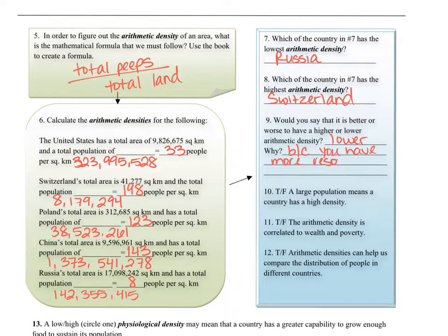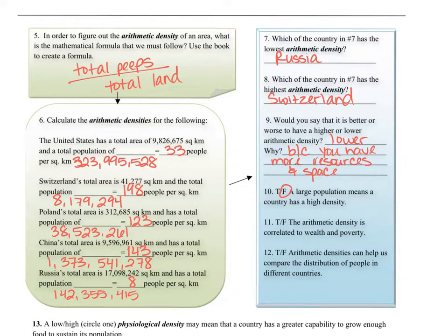So more resources and space. Okay, so then number 10, true or false? A large population means a country has a high density. False. Why? Because you may have a lot of space, so it may not be a dense area even if you have a lot of people. Yeah, you might be Russia. Okay.